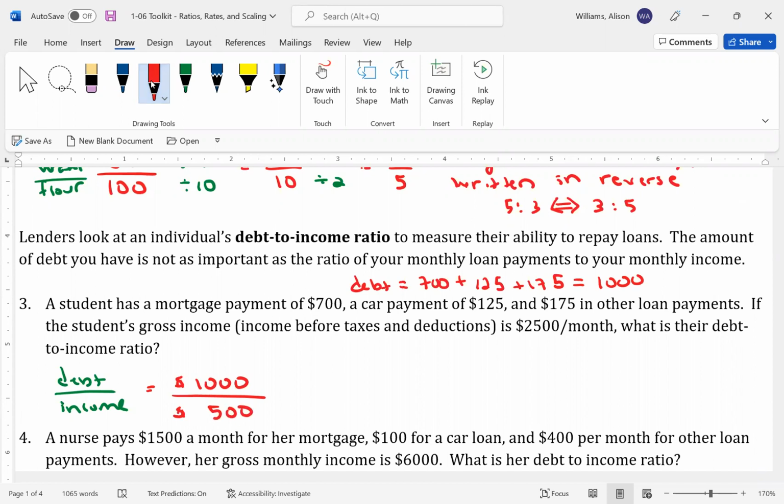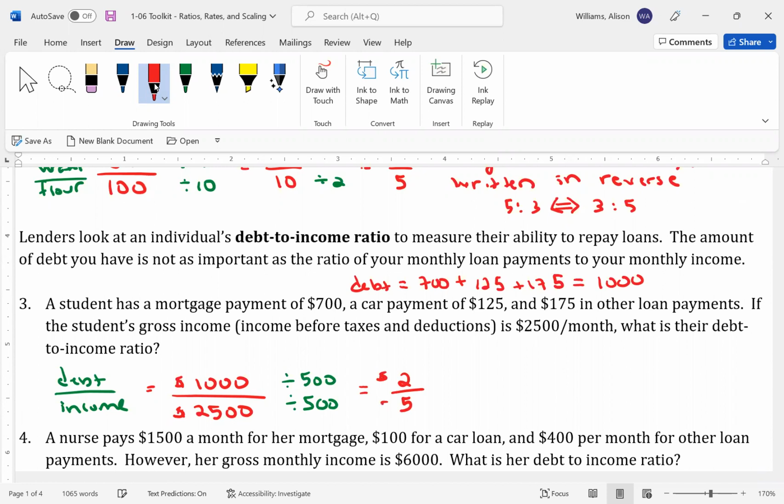Okay, so we're going to reduce this because it makes more sense when you're comparing to have them reduced. So I can divide top and bottom. I could start with 100, but I'm going to actually use the biggest number possible, 500. 500 goes into both of those. So if I divide 1,000 by 500, that comes out to 2. 2,500, that comes out to 5.